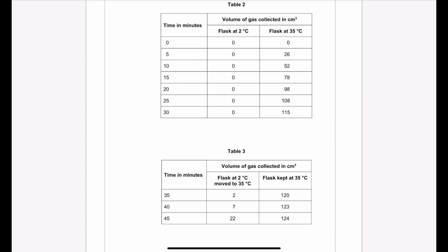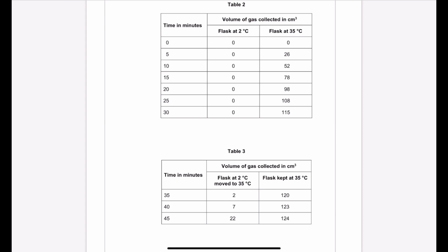At 2 degrees the temperature was so low, the enzymes in the yeast were inactive, and there was no fermentation process going on. As a result, no carbon dioxide was formed in the first 30 minutes. When the same flask was moved from 2 degrees Celsius to 35 degrees Celsius, we can see a reasonable amount of formation of carbon dioxide.